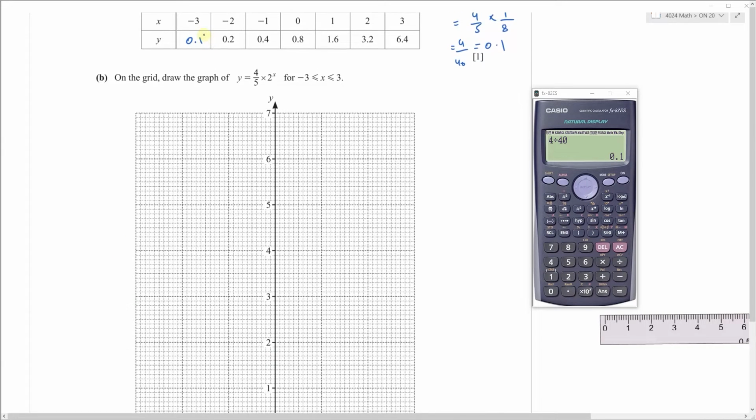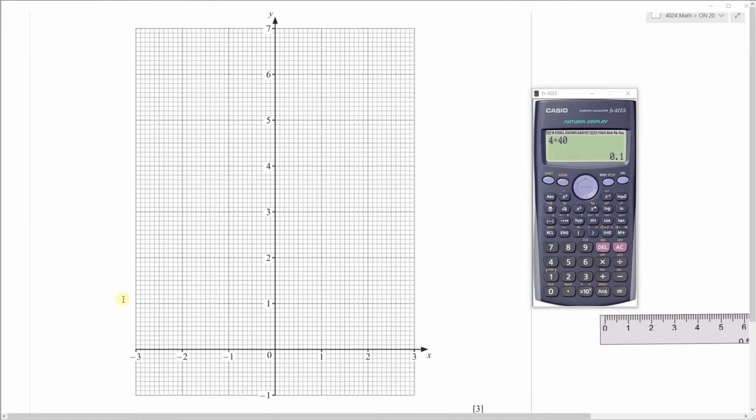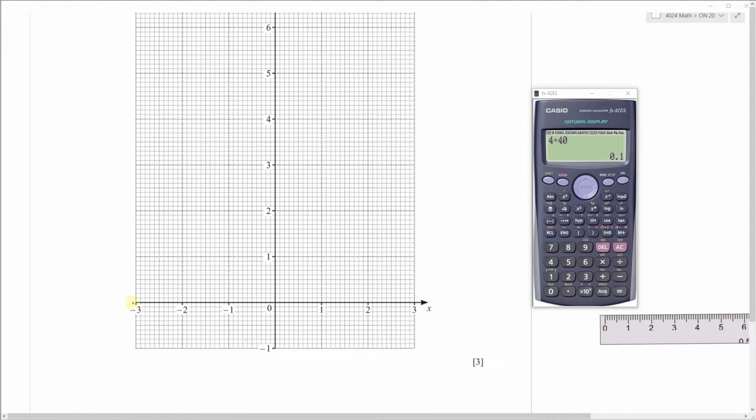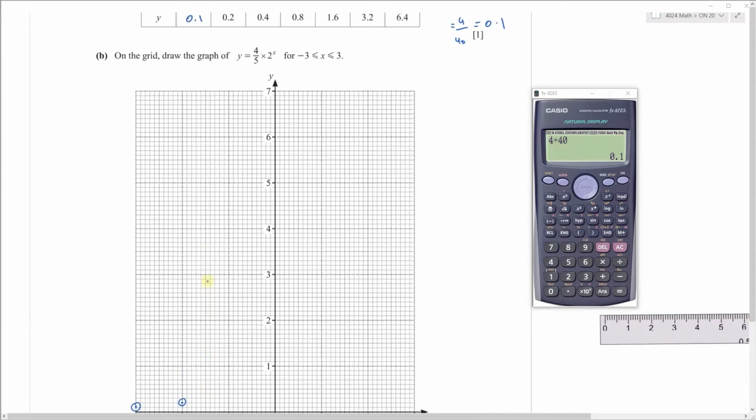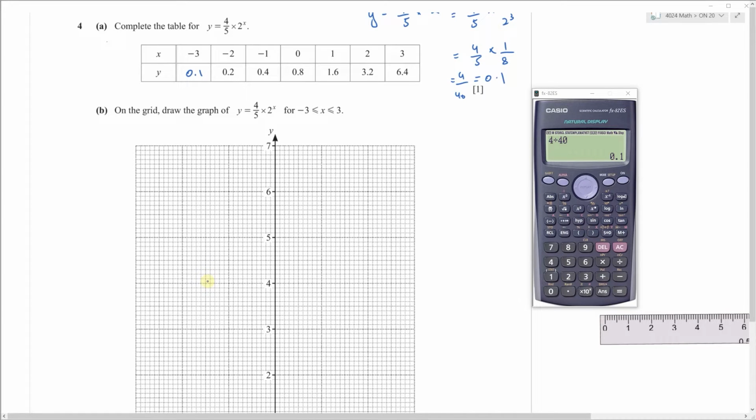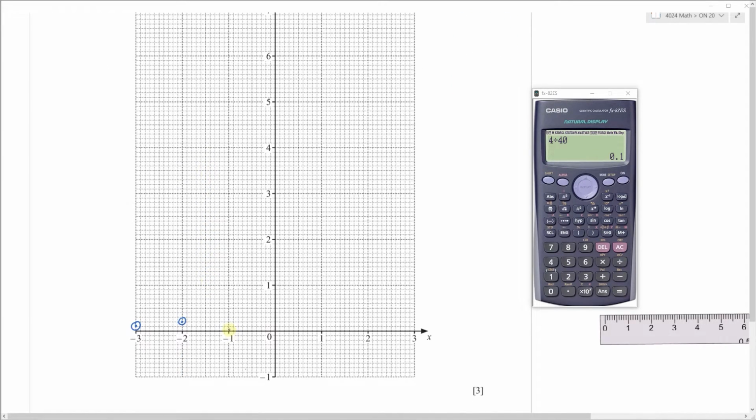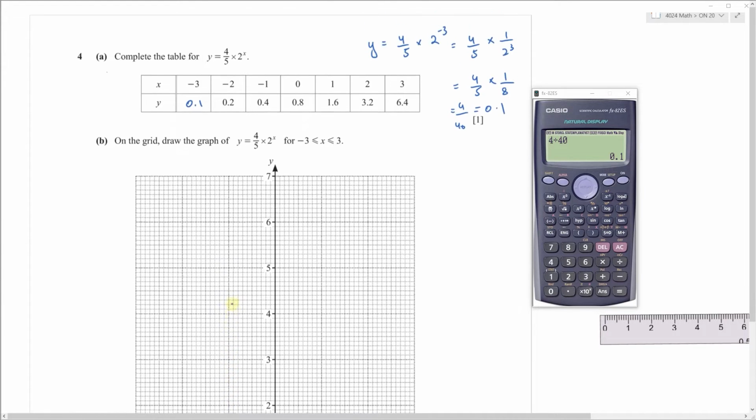So your first value is minus 3 and 0.1. On the x-axis, minus 3 is this, and each small block represents a value of 0.1. So minus 3 and 0.1 will be this value here. The other one is minus 2 and 0.2, so minus 2 and 0.2 will be this. Minus 1 and 0.4 will be this value.